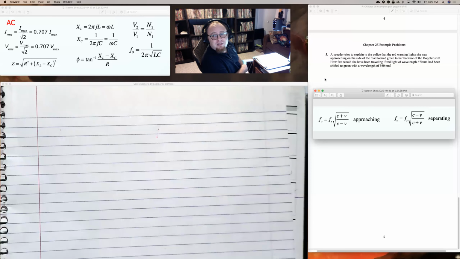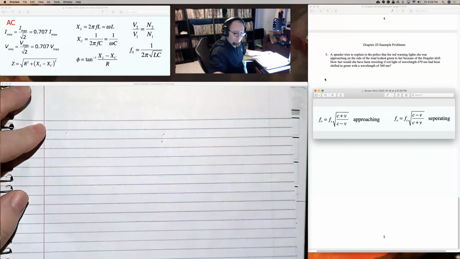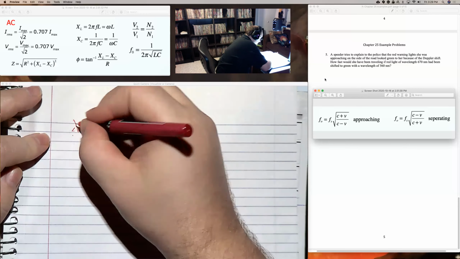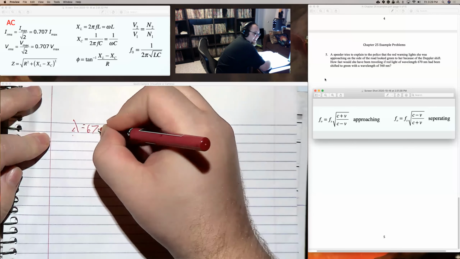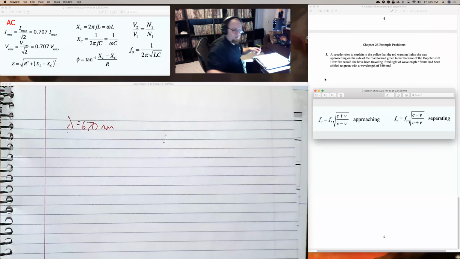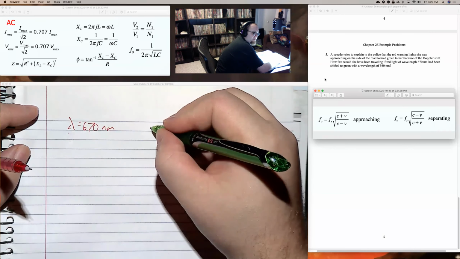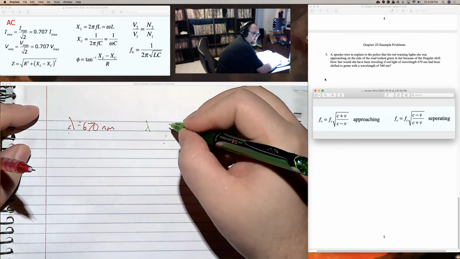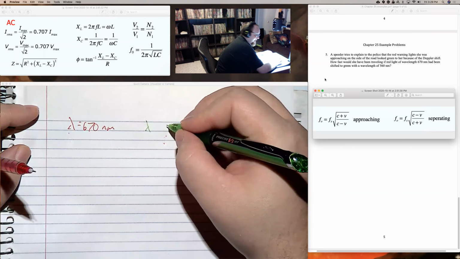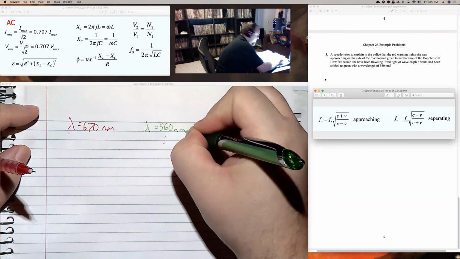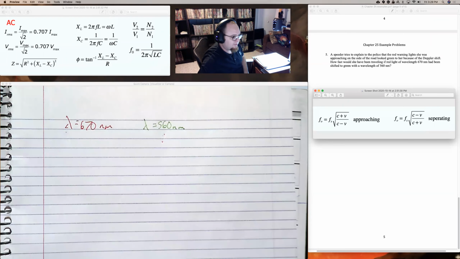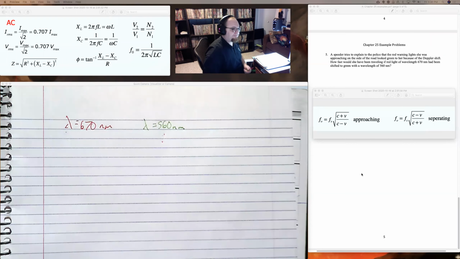How fast do you need to be traveling for a red light, which has a wavelength of 670 nanometers, to look like a green light? Well, green light has a wavelength of 560 nanometers. I have a slight mistake in my solution here that I'll have to fix, but I'll come back to that.